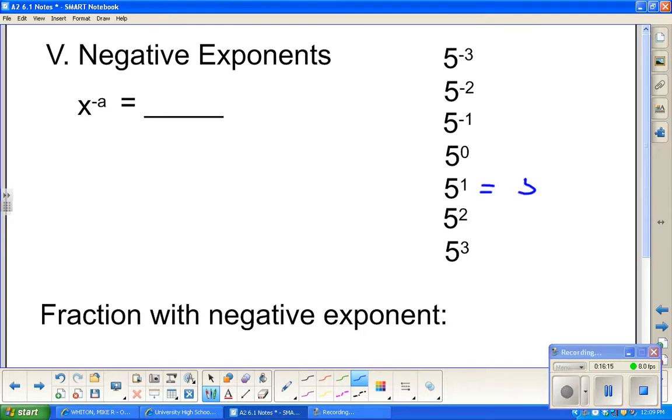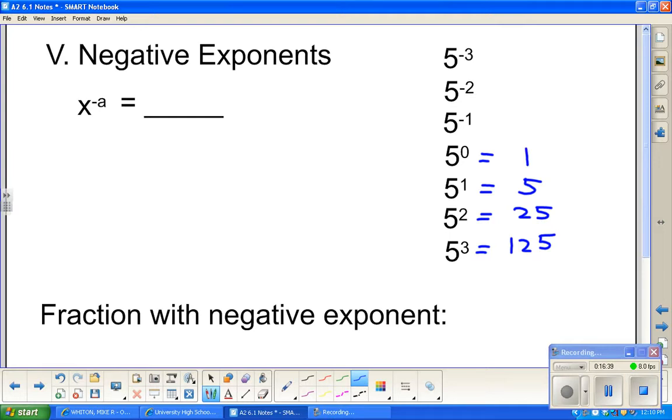5 to the first, anything to the first is just itself. 5 squared is 25. 5 to the third, so 5 times 5 times 5, is 125. We talked about something to the 0 is. Okay, so let's see if we can get this pattern here.